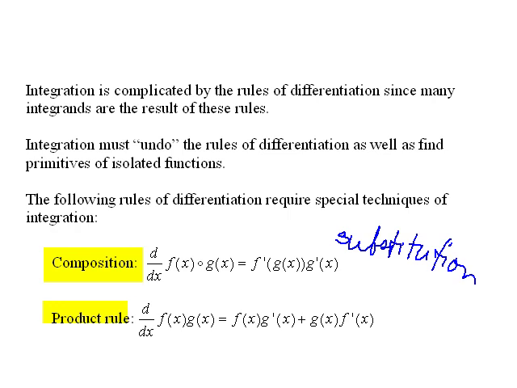Here, we're working with the product rule. Now, if you take the derivative of the product of f and g, you end up with two terms, f times the derivative of g plus g times the derivative of f. Integration of this situation requires integration by parts.